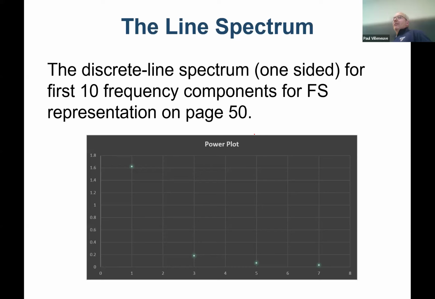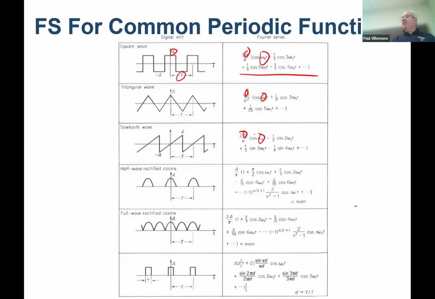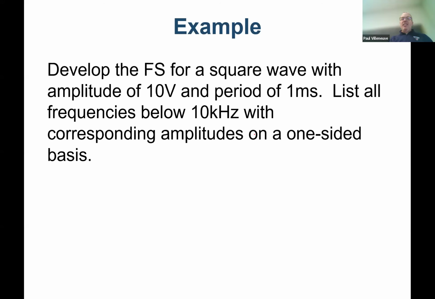If I have a square wave, which is here, and I've teased out the amplitude, capital A, and I know what the period is, 1 millisecond, or my frequency is 1/1 millisecond, or 1 kilohertz. Can you build the line spectrum plot for the frequencies less than 10 kilohertz?